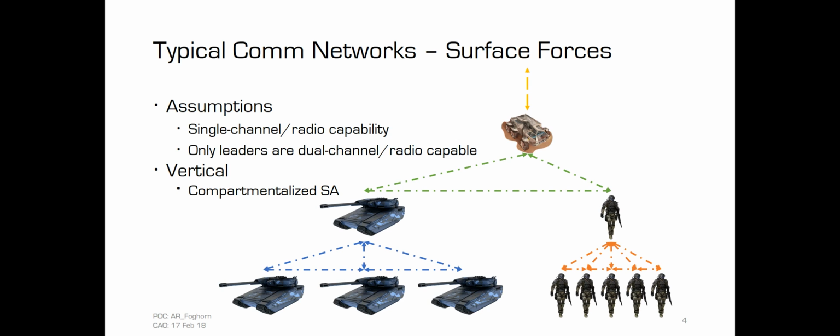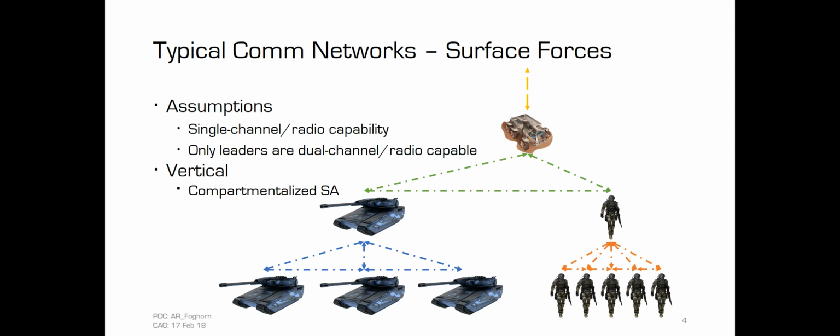Typical surface forces, if you're talking about modern day militaries, you'll typically see a more vertical sort of a comm scheme where it's based on the assumption that everybody only has a single channel radio capability, like a walkie-talkie or a land mobile radio. So a squad will each be in comms with the squad leader, but the squad leader will be the only one that has dual channel capability to be able to talk up the chain of command. And then all of the links in the chain of command all the way up each have some sort of a dual channel or dual radio capability, so they can talk to both the subordinates below them and the higher command units above them.